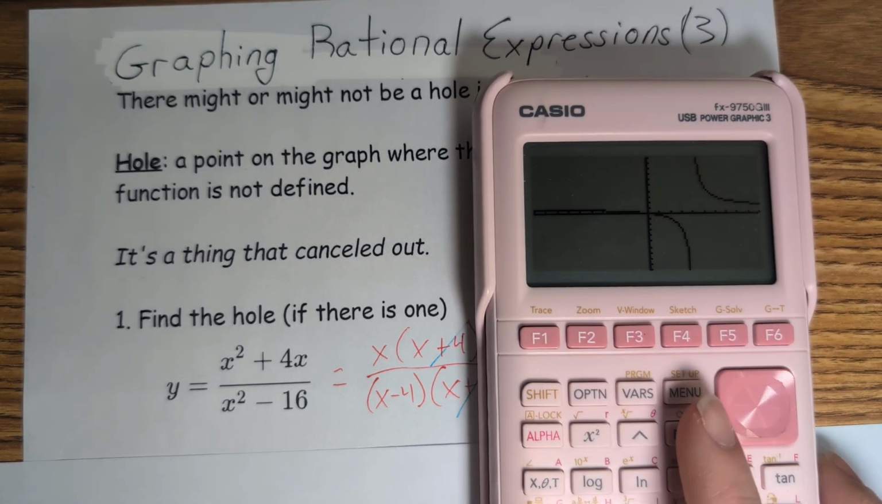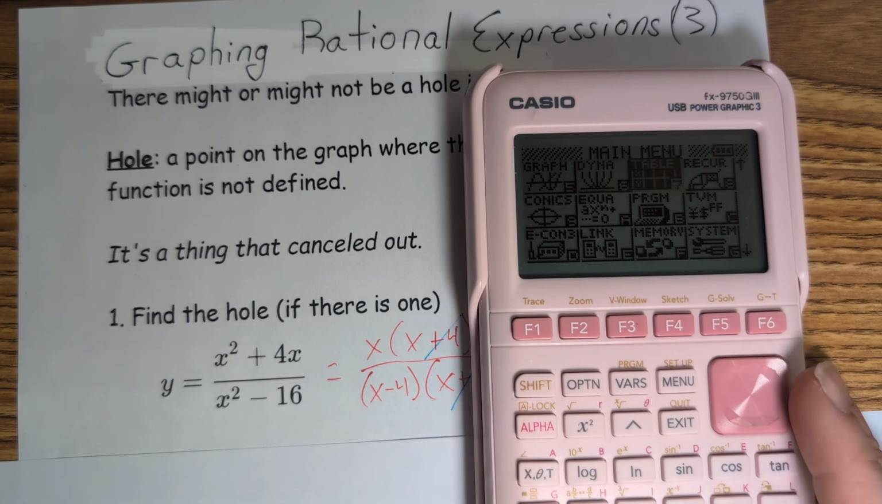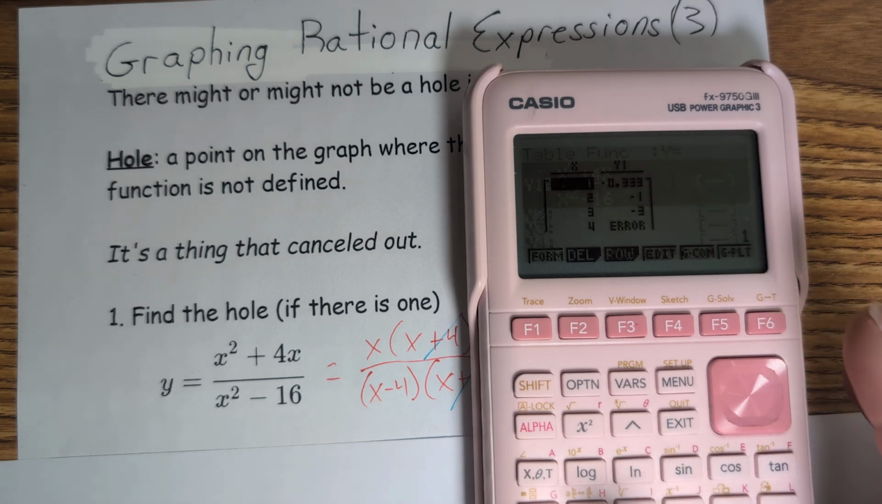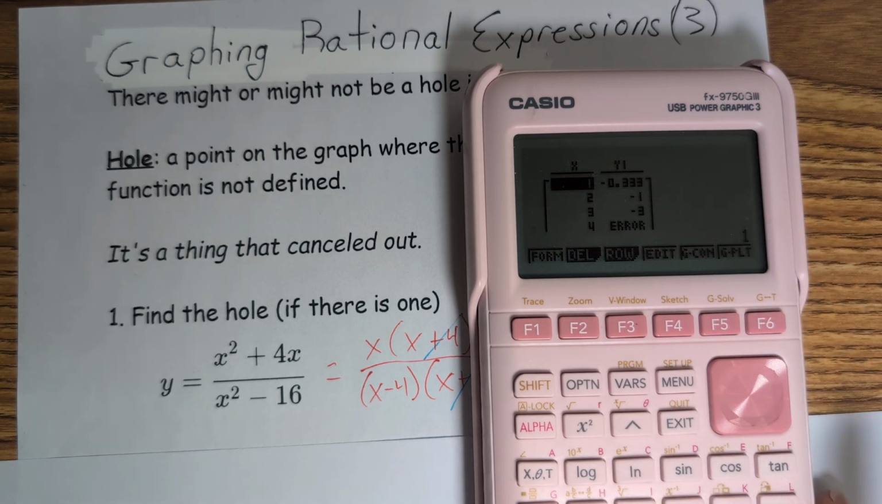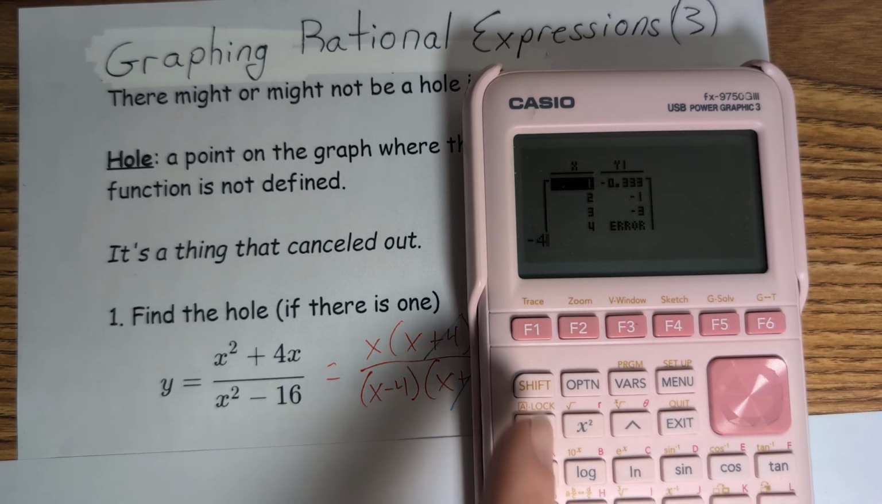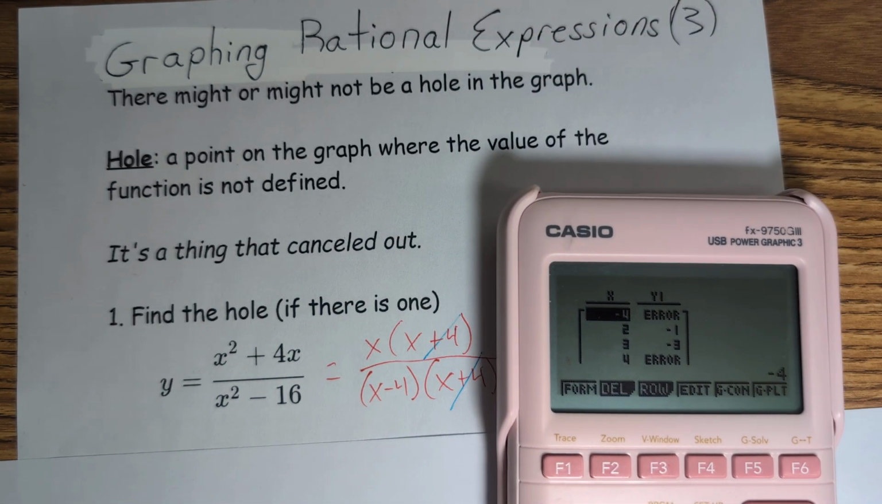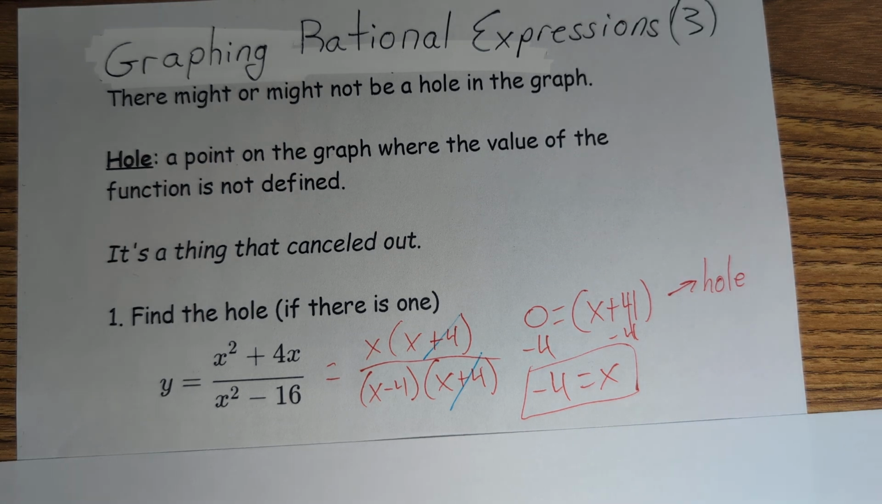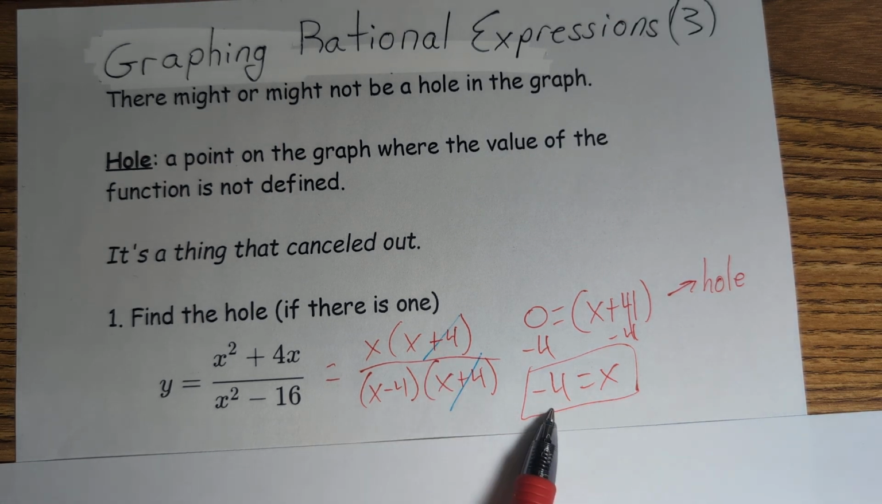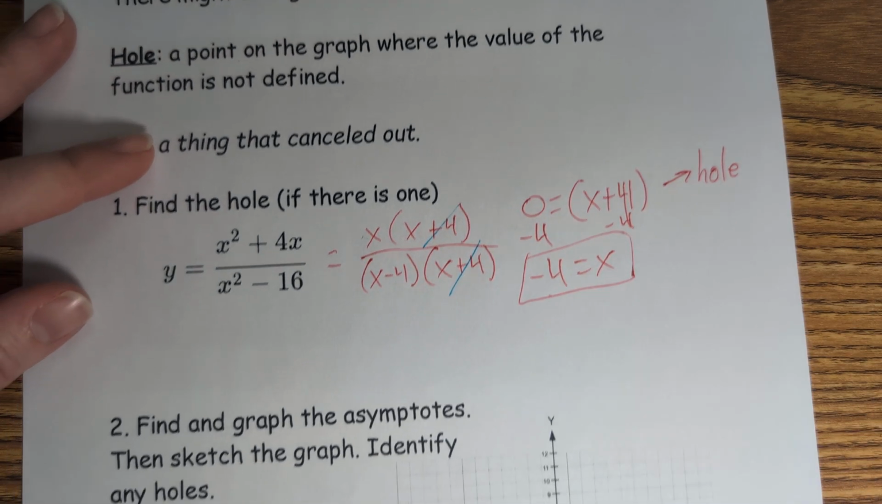But if I go to my table of values, and here's my table of values, ready? I'm just gonna type in -4. I'm gonna hit enter, and it says error. It doesn't work because that one little single tiny point on the graph, it doesn't work. It just stops there. There's a hole in the graph. It's exactly what it sounds like. So the great news is the process for finding a hole is something that we've totally already been doing.